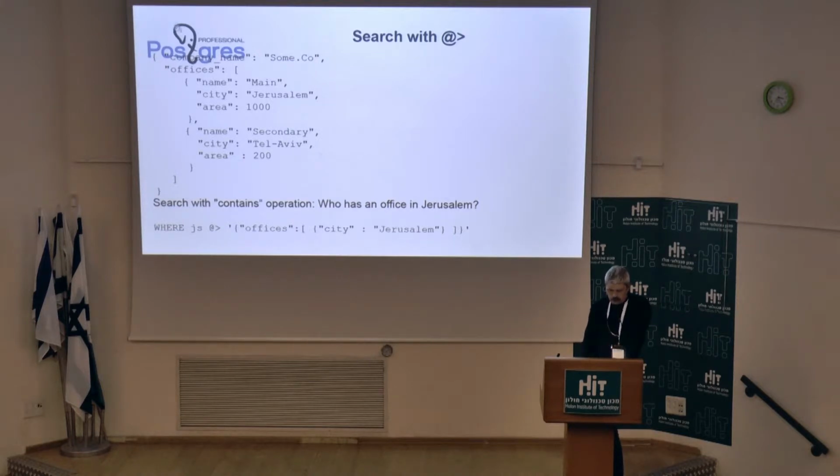You have a company name, and it has an array of offices. Offices can be main or secondary. It can be located in some city. It has an area in square meters. So, if you want to search for a company with an office in Jerusalem, then you use the contains operator with the following JSON on the right. So, an office in the city of Jerusalem. The JSON above contains this. So, the result is true.